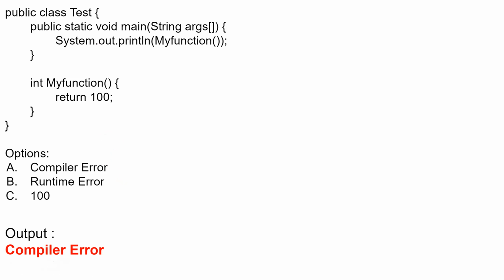Again, the output is a compiler error, because this is the main method, which is a static method, and this myFunction is a non-static method. If you try to call this method directly inside the main function, you won't be able to call it, because this is a non-static method. If you make it static, then it will work. Otherwise, you need to create an object of this class, and then call that method using the object name dot method, that is object.myFunction.